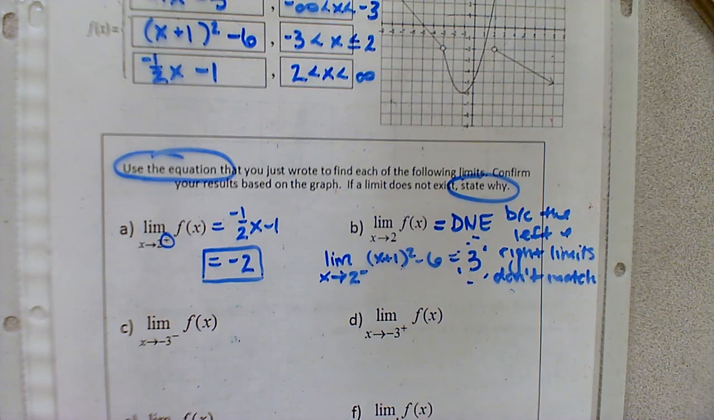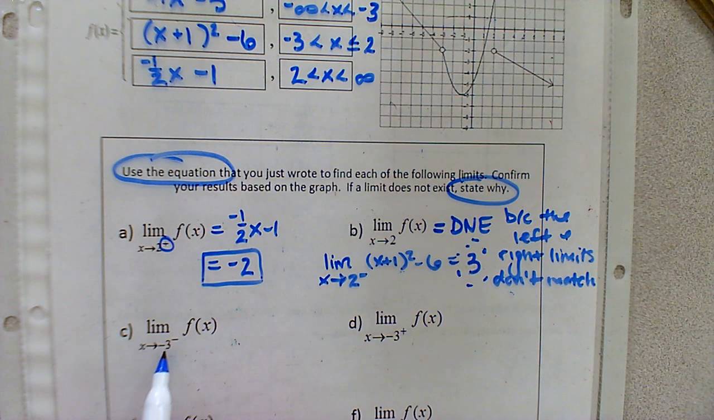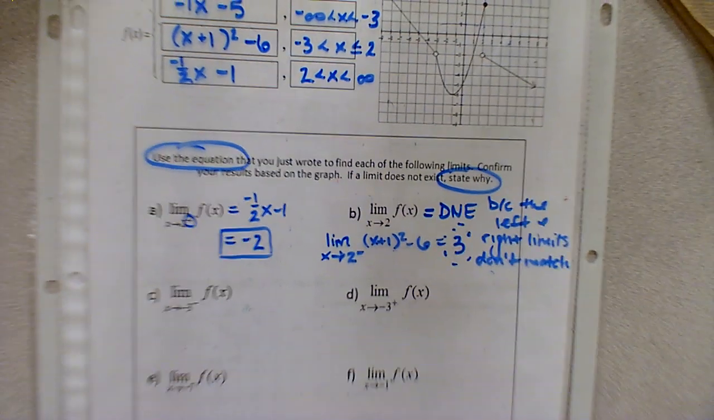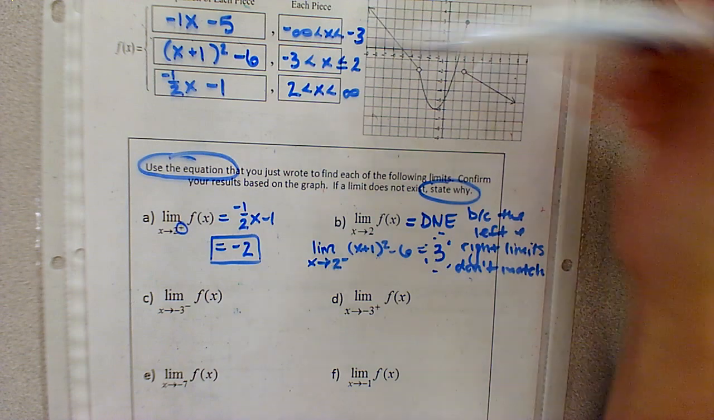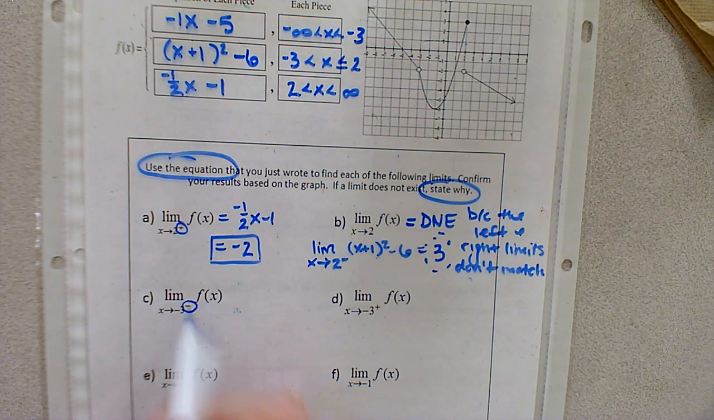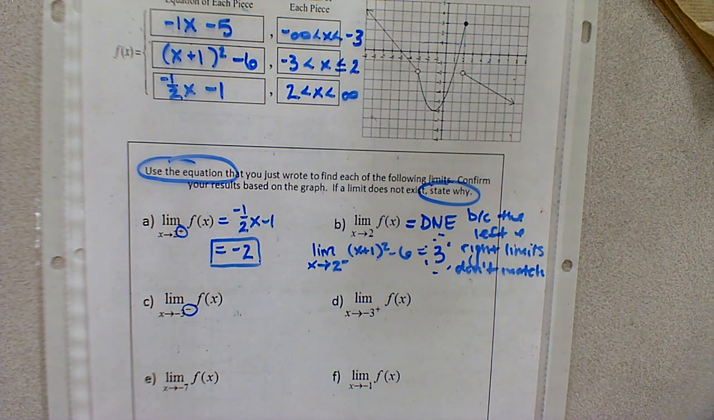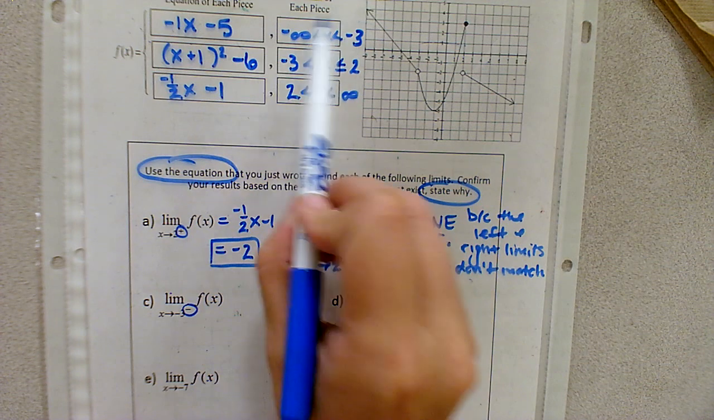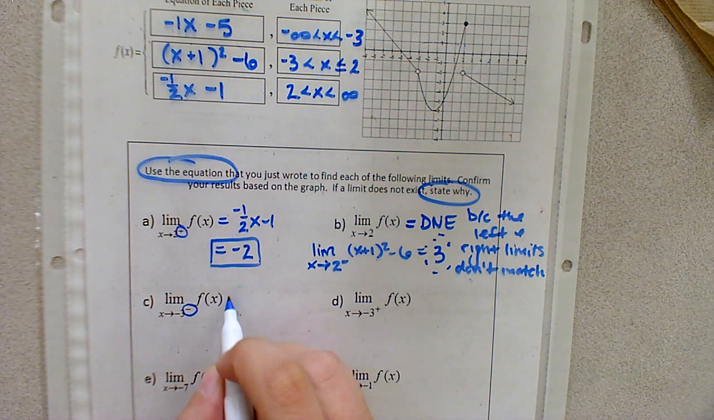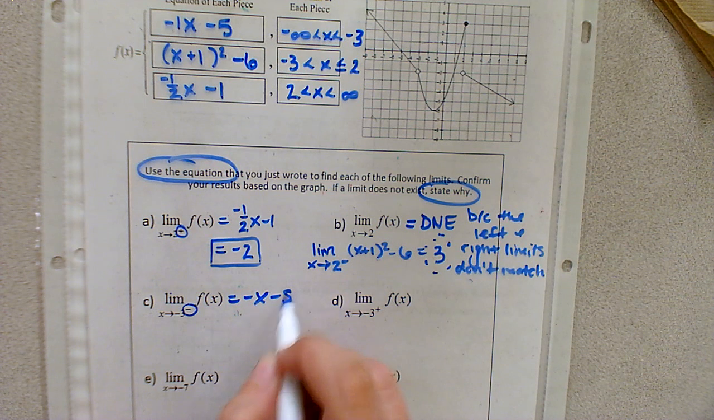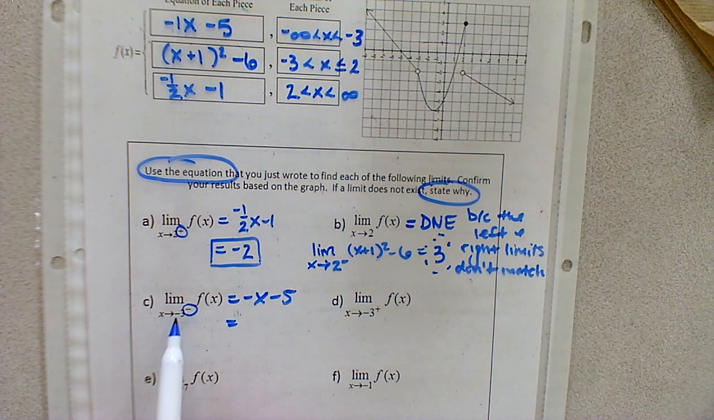Let's go ahead and check out C. So we want to approach -3 from the left. Go ahead and take a look at your constraints. Now, -3 shows up in both of them, but we've got to figure out which one would be best to come in from the left. This constraint has x values that are less than -3, so we're going to use this equation. And direct substitution, always first, plug in -3, we'll get 3 minus 5, which is -2.